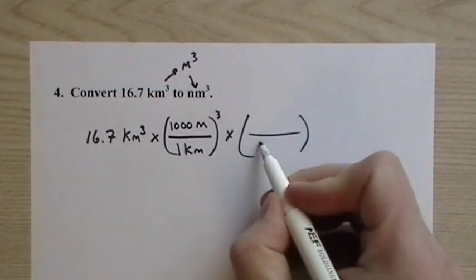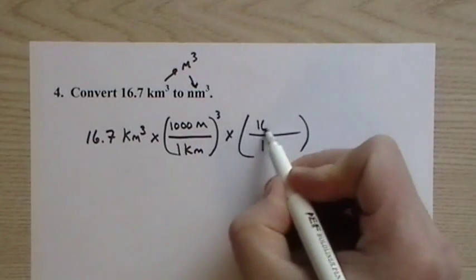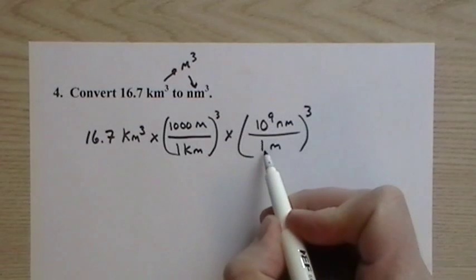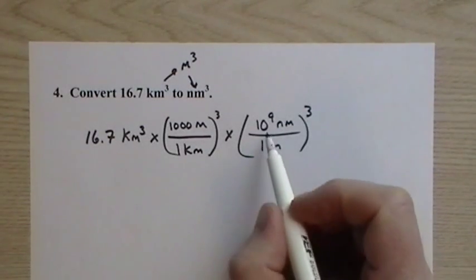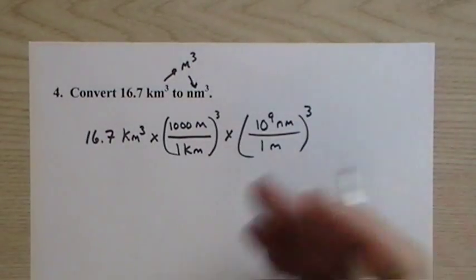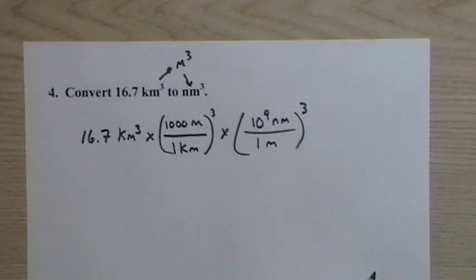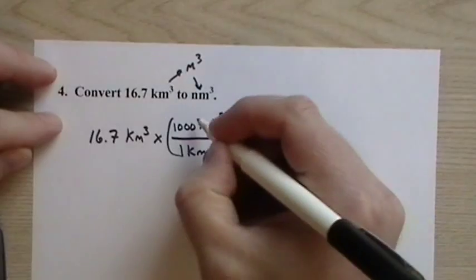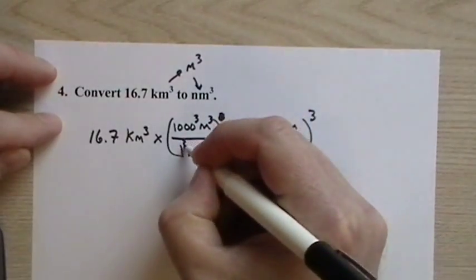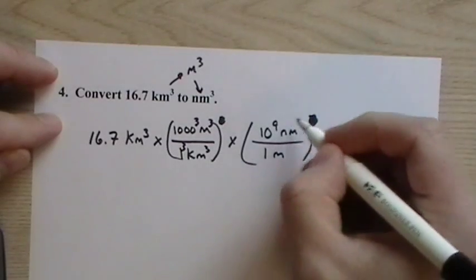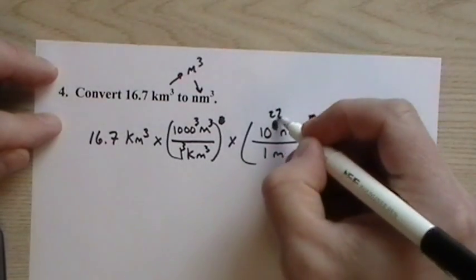And then for every meter, there's 10 to the 9th nanometers. And again, you may have been taught that this is 1 nanometer and 10 to the minus 9 meters. Same thing. It gives you the same answer. I just don't like those negative exponents. They throw me off. So it's just what you learned, what you're comfortable with. Now this is 10 to the 9th cubed, so this becomes 10 to the 27th.